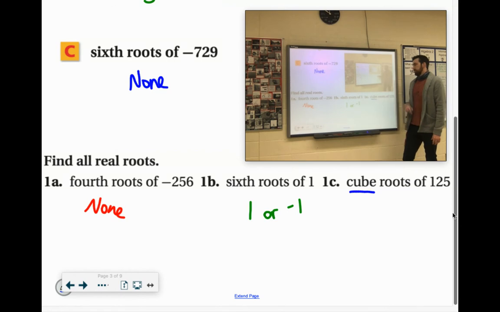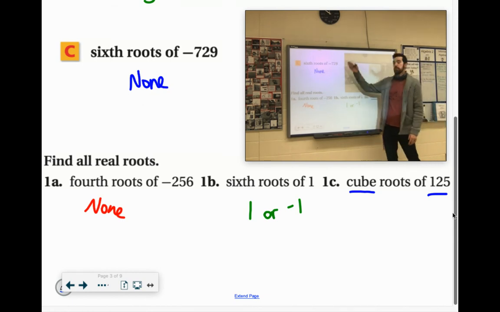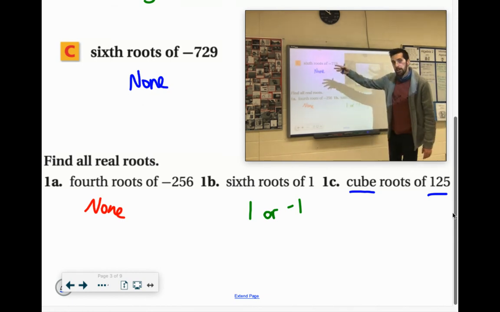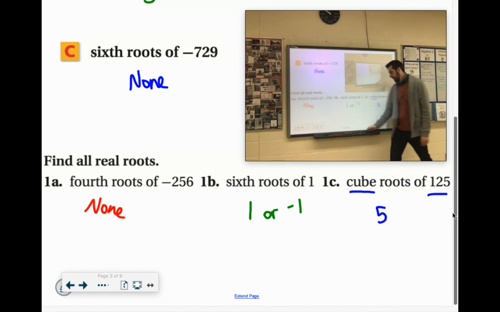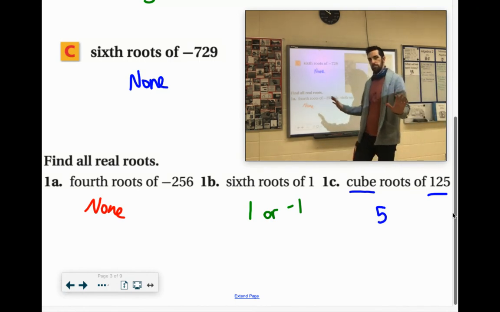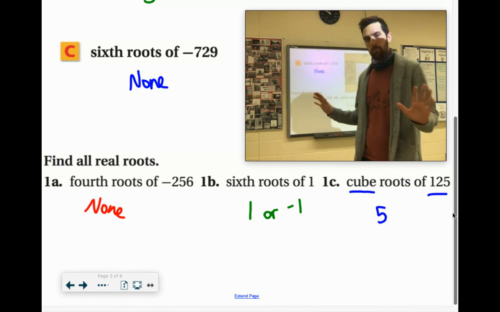Cube root. So we're just going to have one answer here. Cube root of 125. I remember the cube root of -125 was -5, so positive 125 would just be 5. You can't say -5 because -5 cubed is -125.